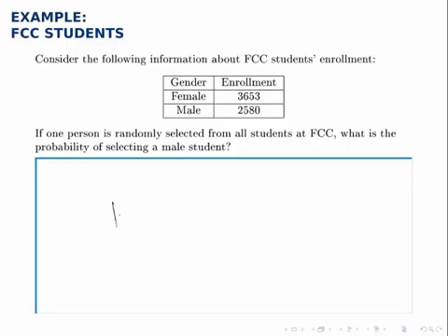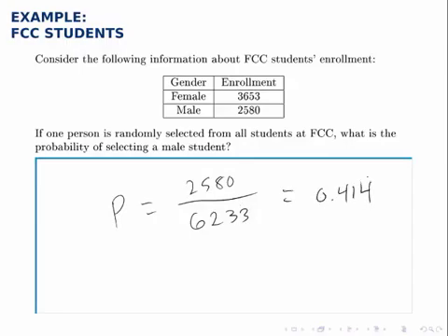Well, again, the probability is simply the number of ways that that could happen. Out of this group, there are 2,580 ways to select a male student, because that's how many male students there are. And there are a total of 6,233 students. I got that number by adding together the female students and the male students. So that's the probability, and written as a decimal, that's approximately 0.414.